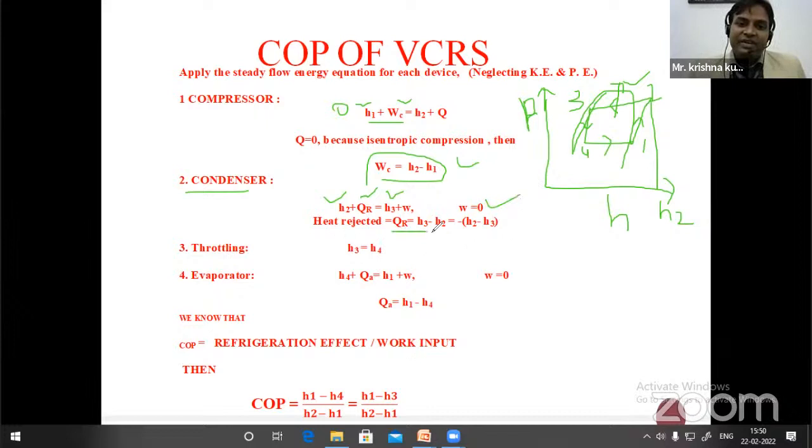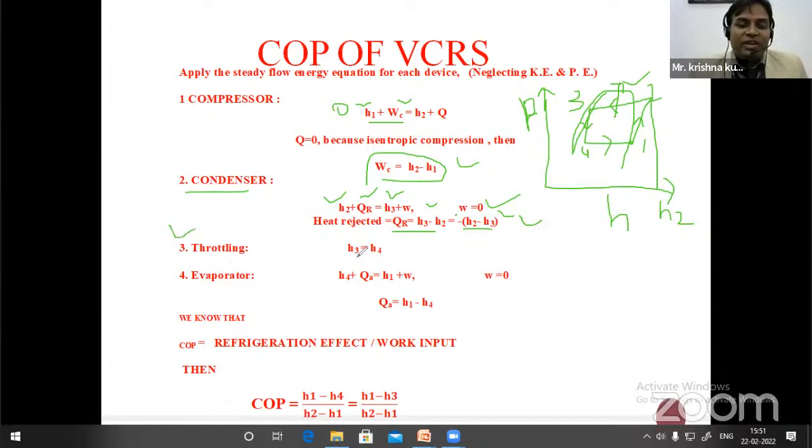Then heat rejected will be H3 minus H2, and that should be negative because the heat rejection is taking from the system. The sign for the rejection is always represented in thermodynamics with the negative sign. So generally we represent H2 minus H3 in the negative form, but while calculating we don't represent that minus, because we assume that whenever heat is rejected from the condenser or from the system, it is always negative. Okay, so that is the equation for the condenser.